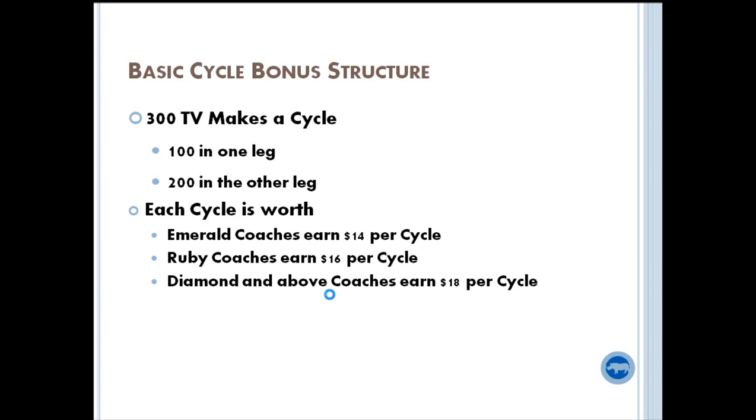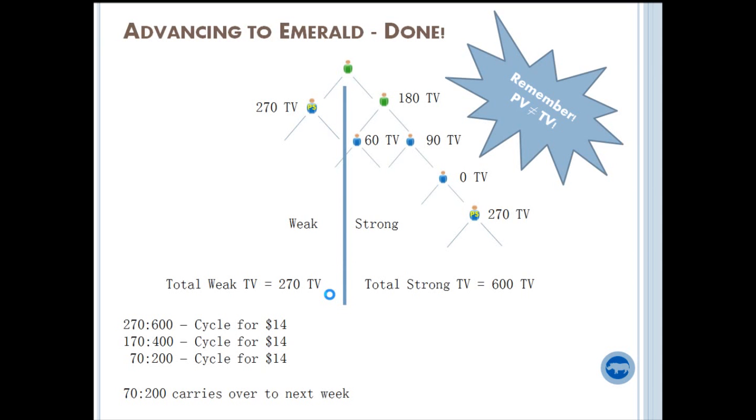Now, there's different cycle amounts for each level of coach. If you're an Emerald coach, you earn $14 every time you make a cycle. Ruby coaches earn $16. Diamond and above coaches earn $18 per cycle. So it's actually a very good incentive to get to Diamond. The $18 a cycle makes a big difference when you're cycling 20, 30, 40, 50 times in a week. An extra $4 on each one of those makes a big difference. Okay, so that's how cycling works. Here's an example.